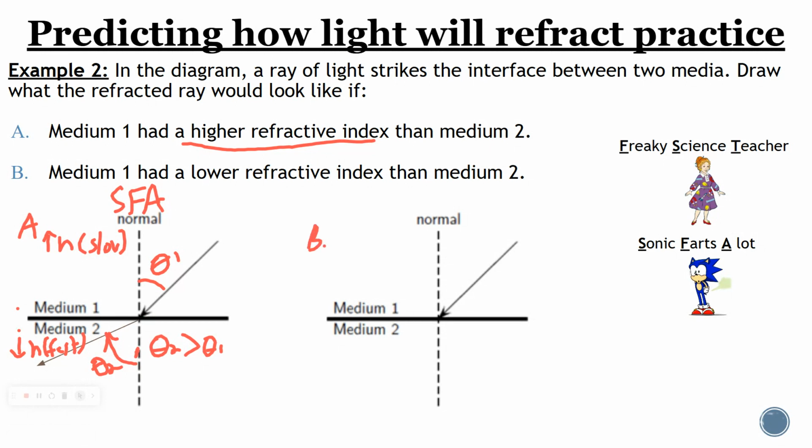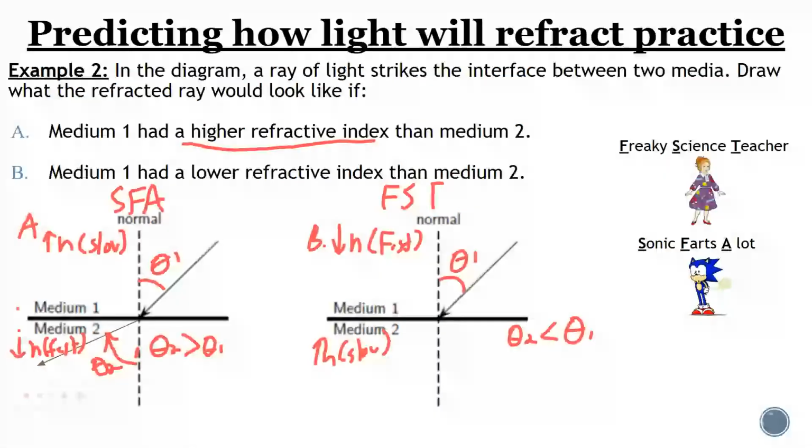All right, now part B, you can try it on your own and check your work. Medium 1 had a lower index of refraction than medium 2. So we're saying that medium 1 has a lower n, so this is the fast one, and medium 2 has a high n, so this is the slow one. So we're going fast to slow, towards the normal. This is your theta 1, so you need to make sure that your theta 2 is smaller than your theta 1 because it's moving towards the normal. Like that.